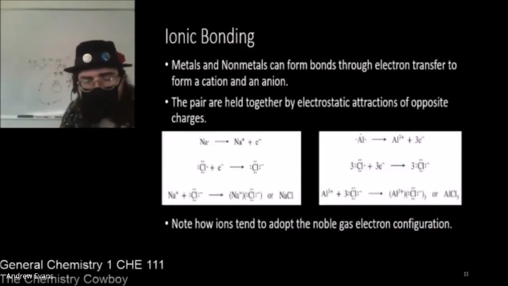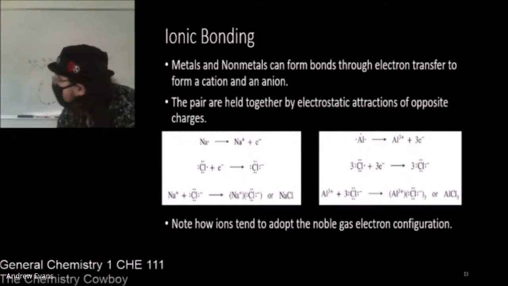Okay. So the last thing we need to talk about is ionic bonding. So what is actually occurring? The metals and the nonmetals are going to form a bond. This bond is going to be through an electron transfer to form a cation and an anion. These cation-anion pairs are held together by electrostatic attraction, the opposite charges.